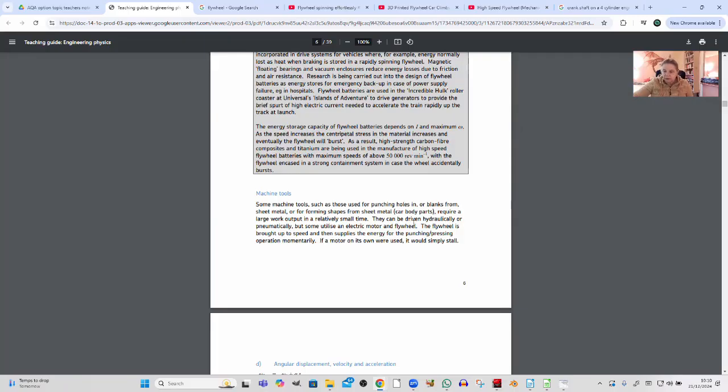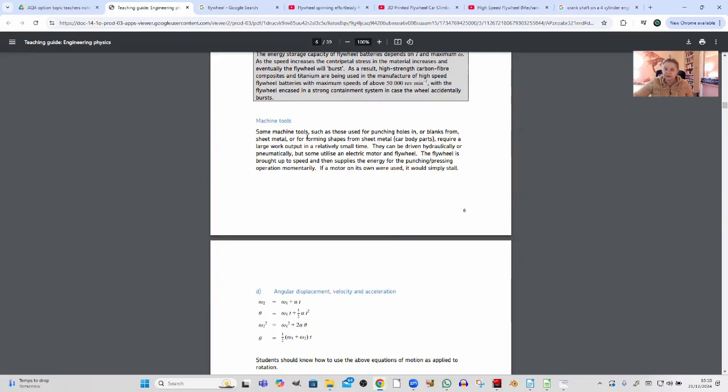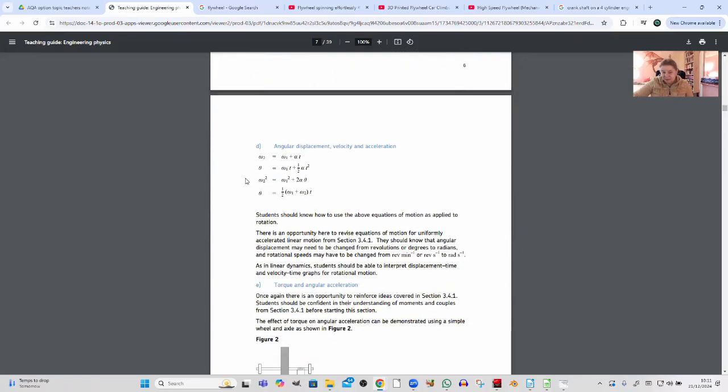They can be driven hydraulically or pneumatically, but some utilize an electric motor and a flywheel. The flywheel is brought up to speed and then supplies the energy for the punching or pressing operation that happens momentarily. If a motor on its own were used, it would simply stall. This is where the description of what's going on can be quite complicated. Right now, I'm inclined to skip this bit.